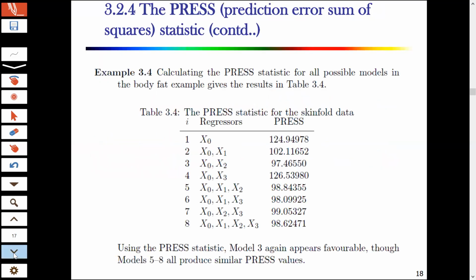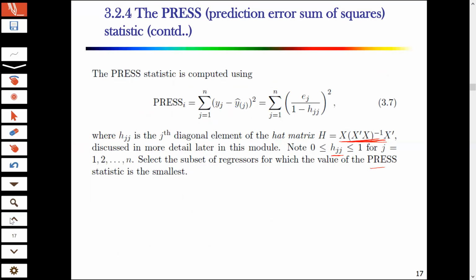Okay, look at this previous example here. We have 8 models. Let's say we are dealing with the model X1, and we can calculate the Press statistic. Before that, look at the definition of the Press statistic. You need to first calculate the H matrix and its diagonal elements, and then take the sum of residuals Ej divided by 1 minus Hjj, squared.